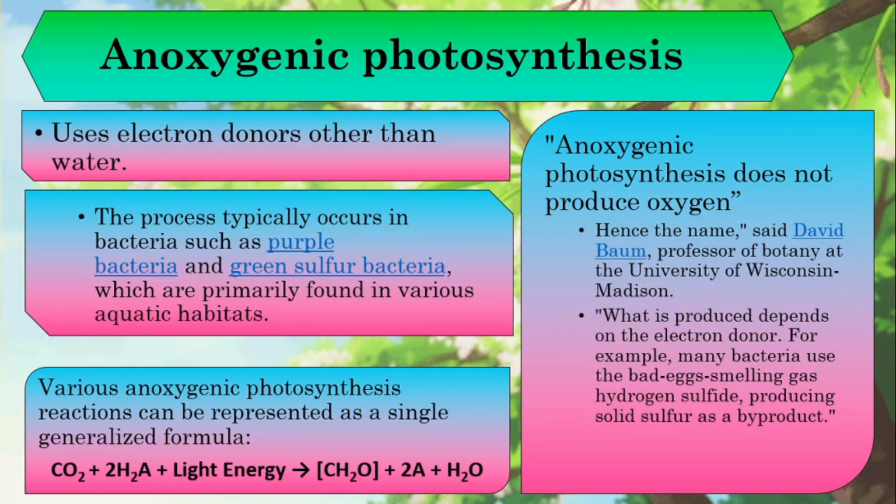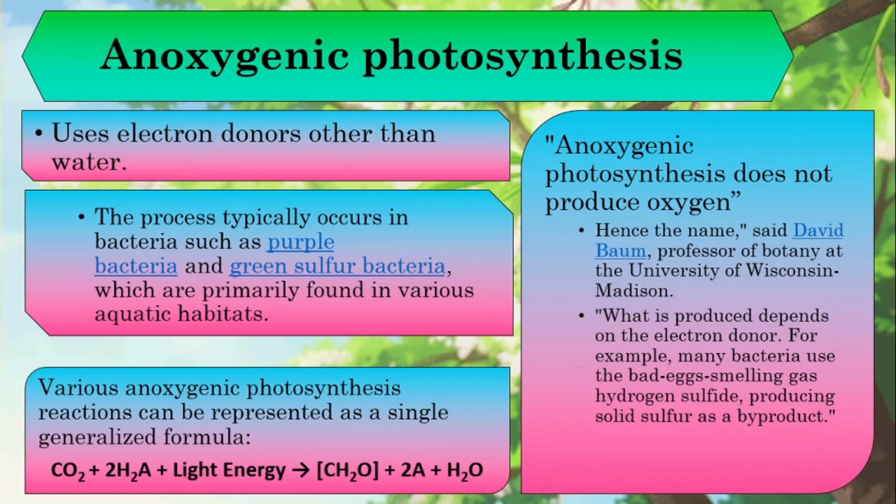Anoxygenic photosynthesis does not produce oxygen, hence the name, said David Baum, a professor of botany at the University of Wisconsin-Madison. What is produced depends on the electron donor. For example, many bacteria use the bad egg-smelling gas hydrogen sulfide, producing solid sulfur as a byproduct.